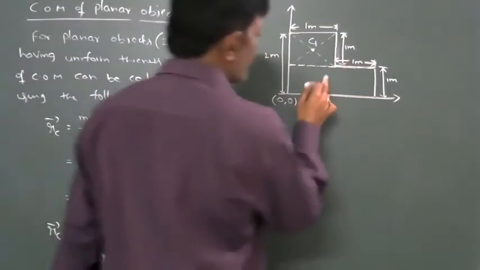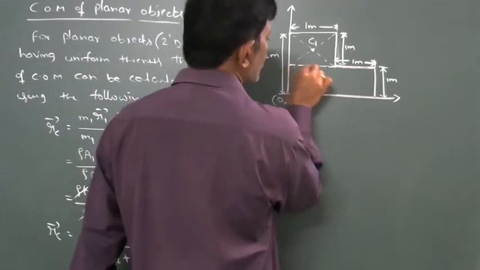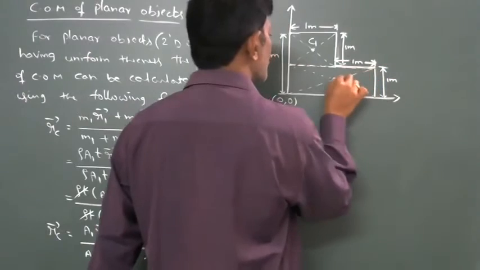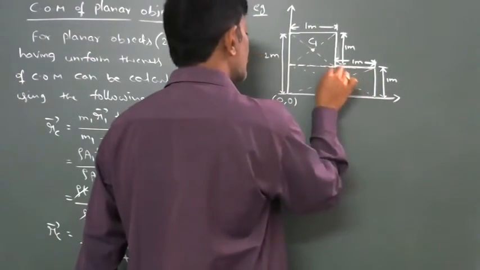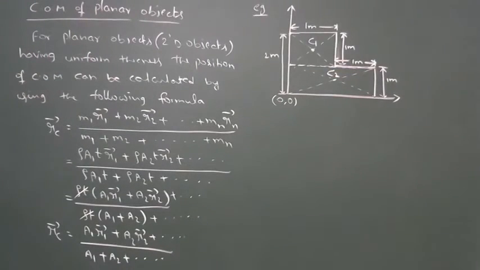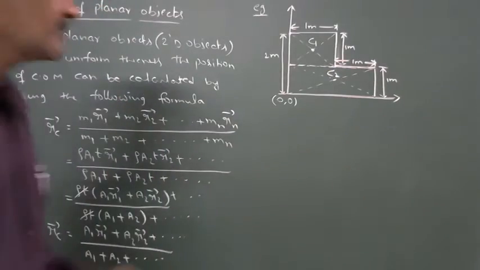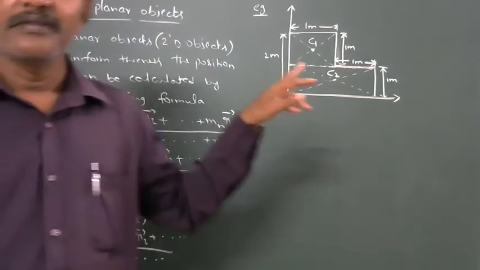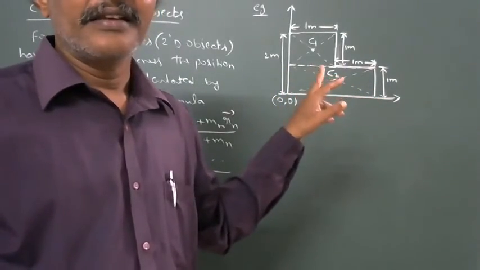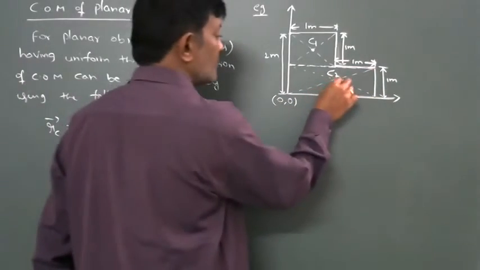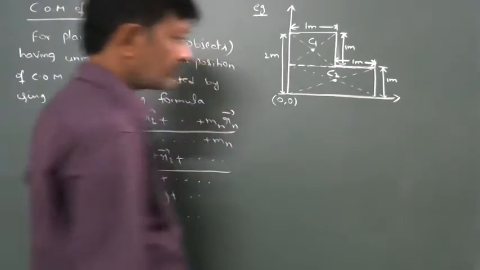And for the rectangle, the center of mass is located at its geometric center. So its geometric center is at C2. So C1 and C2 are the centers of mass of the square and the rectangle. That means we can say that the whole mass of this square is concentrated at C1 and the whole mass of the rectangle is concentrated at C2.